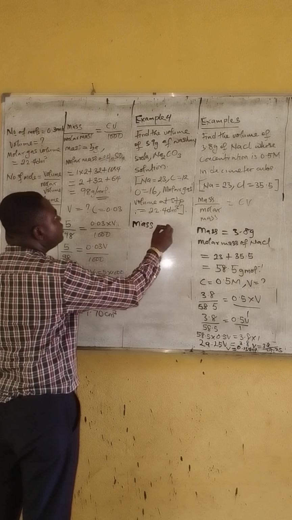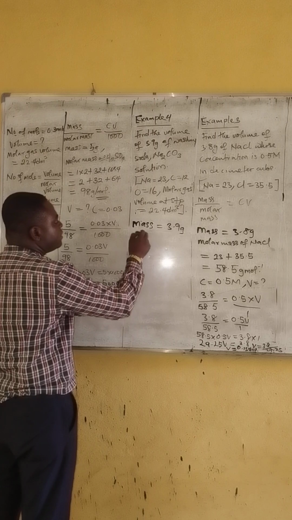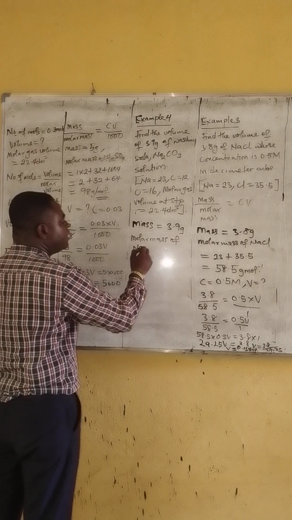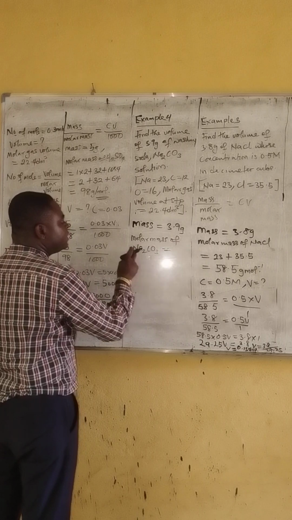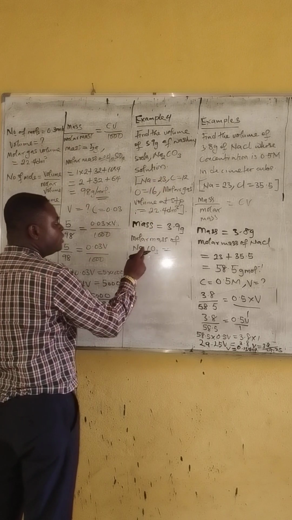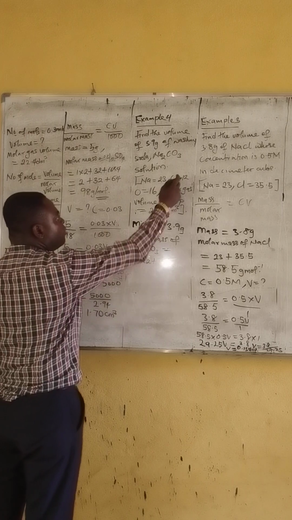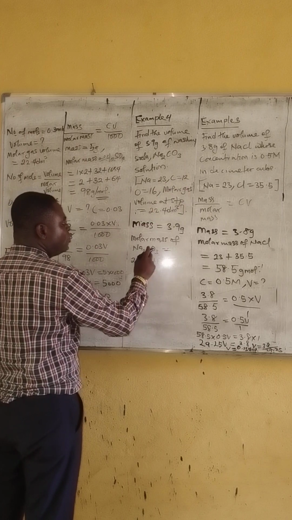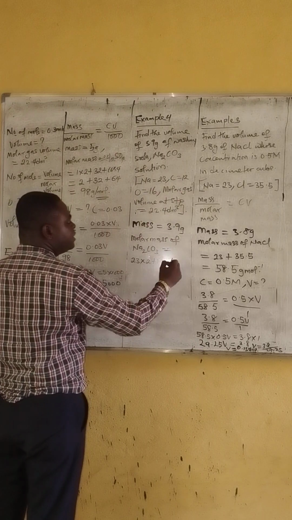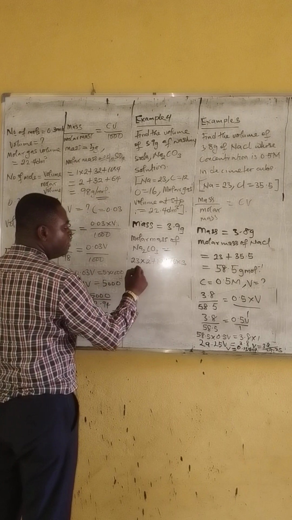Mass is what? 3.9 gram. Then molar mass of Na2CO3 will be calculated. Instead of Na, put 23. But in the formula you have 2, so you multiply by 2. Instead of carbon, put 12, but you have only one carbon there. Then plus oxygen. Instead of oxygen, put 16, but you have how many oxygen here? 3.